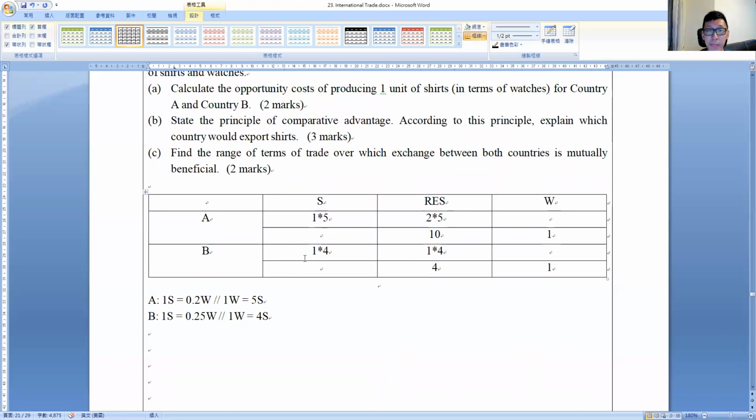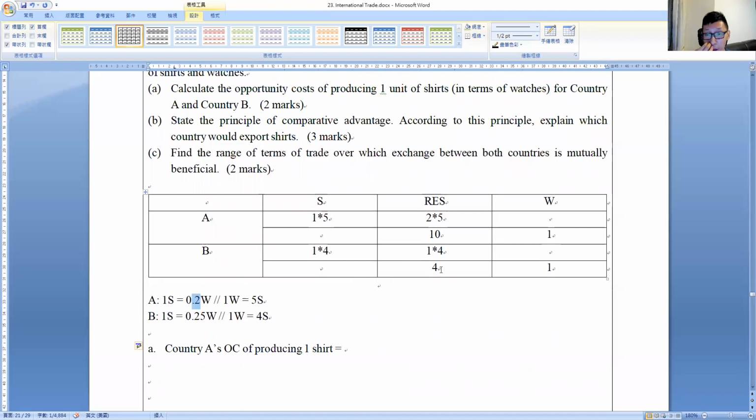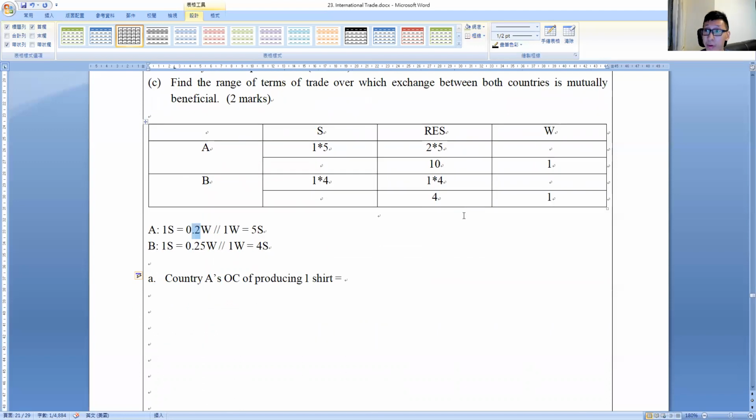Okay? So immediately we already know the possible range. But remember why I put it here, right? Because I want you to learn how to present the answer. Now calculate the opportunity cost of producing 1 unit of cert in terms of watch for country A and country B. So A, how do we answer? Country A's opportunity cost of producing one cert would be, now we know it would be 0.2, right? But how do we get 0.2? Very important, it would be 2 divided by 10.